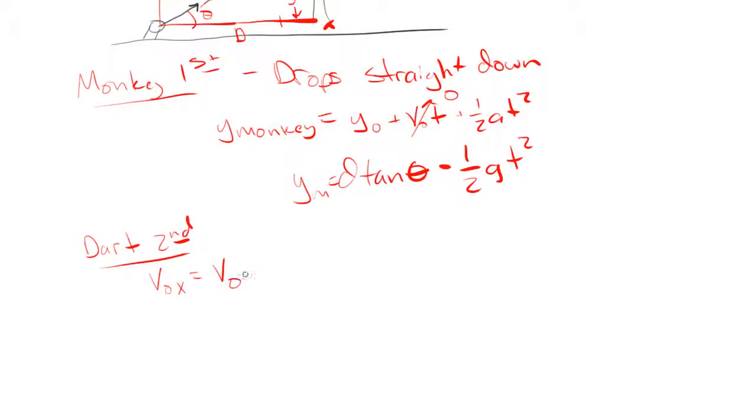in the x direction is equal to the initial velocity times the cosine of theta. Okay, so this dart has initial velocity v naught, so this is my x component. My final velocity is the exact same thing. It's a projectile, so it's not accelerating in the x direction. My initial position is 0. My final position is equal to capital D.